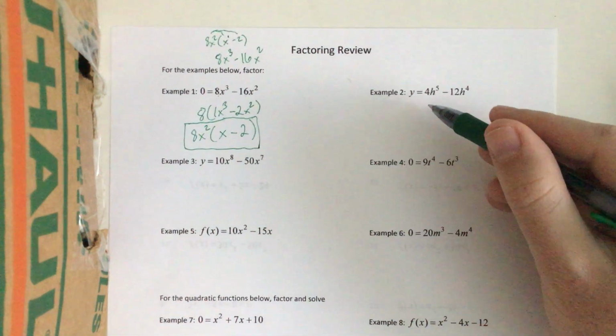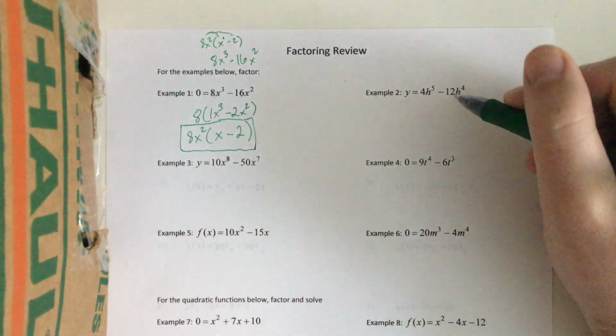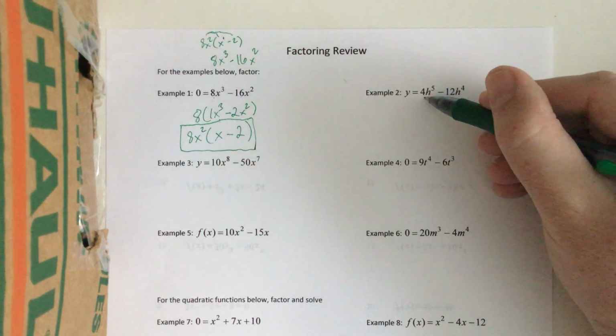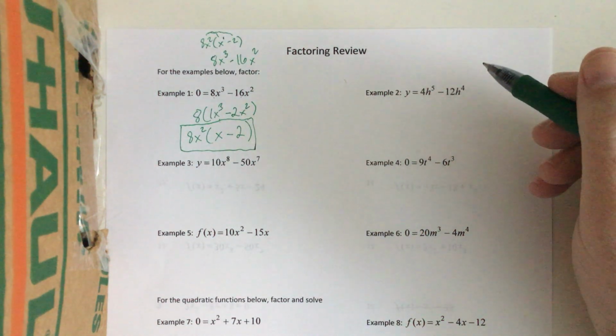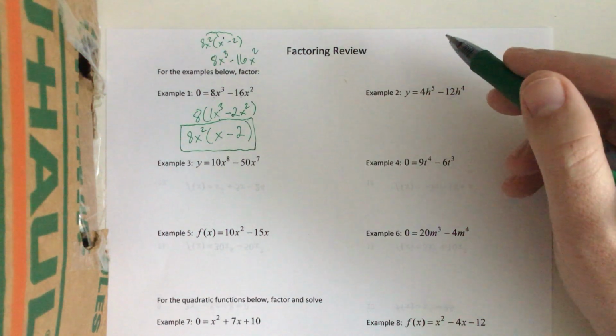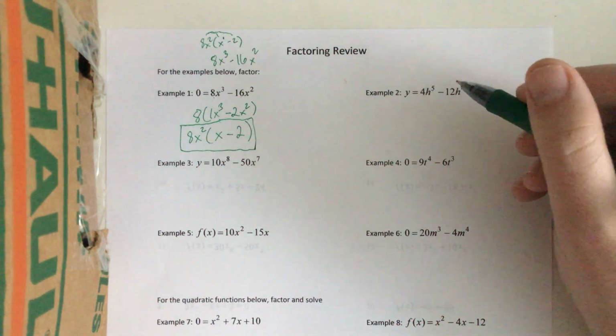All right, so let's go to example 2. 4h to the 5th minus 12h to the 4th. So let's do our number here first. What can I divide both these numbers by? I can divide both these numbers by 1, 2, and 4. So we want to choose the greatest number we can divide them by.